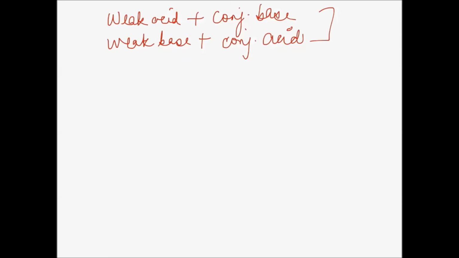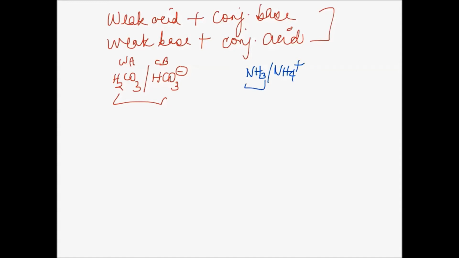Both of those can act as buffers. For example, in the previous slide, I gave you a situation where I had carbonic acid, H2CO3, and I removed the proton and gave you bicarbonate. So that's one buffer, right? That's the weak acid. That's the conjugate base associated with it. You could have ammonia with ammonium, where ammonia is your weak base and ammonium is your conjugate acid.